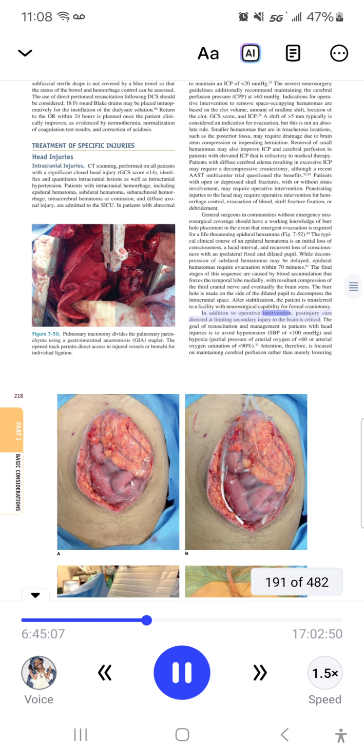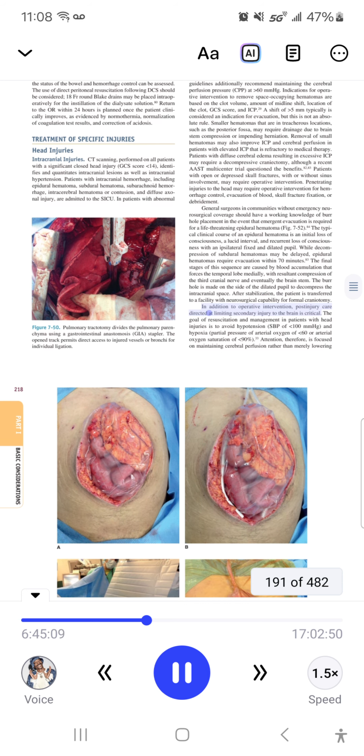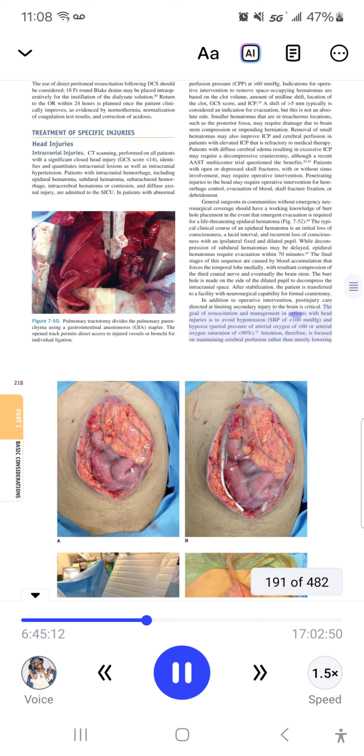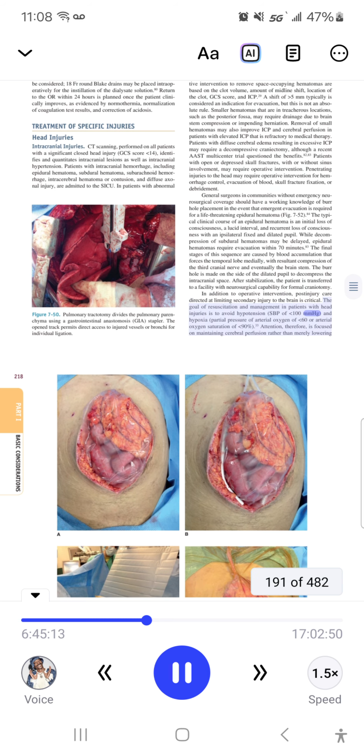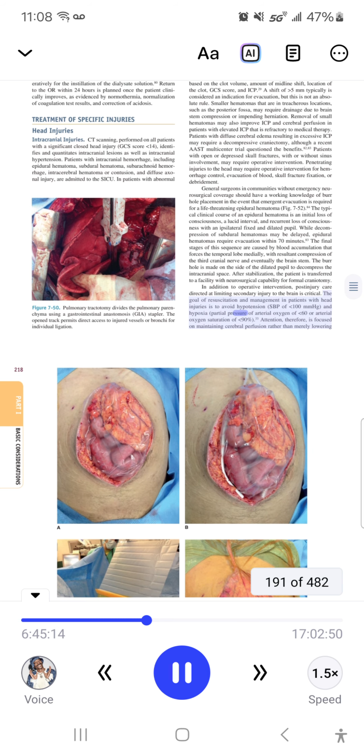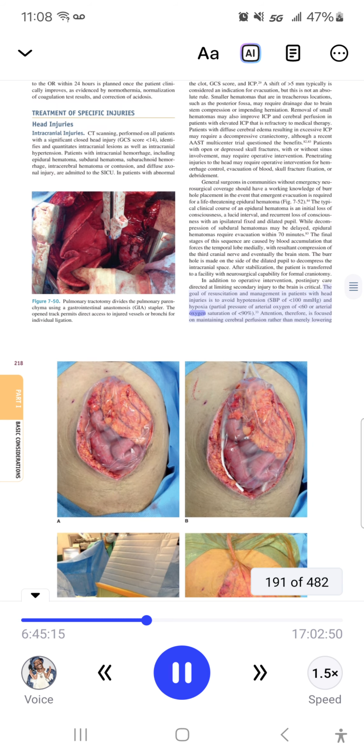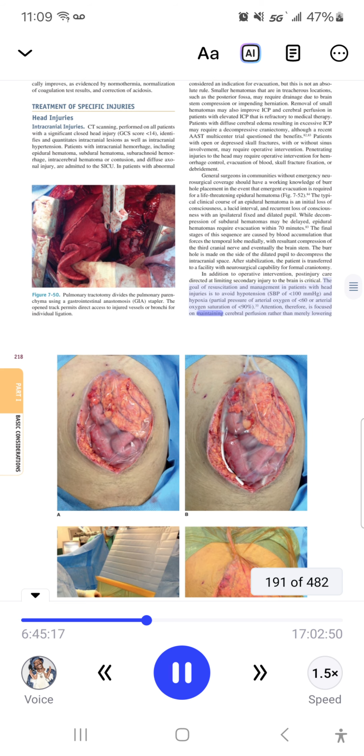In addition to operative intervention, post-injury care directed at limiting secondary injury to the brain is critical. The goal of resuscitation and management in patients with head injuries is to avoid hypotension (systolic blood pressure below 100 mmHg) and hypoxia (partial pressure of arterial oxygen below 60 or arterial oxygen saturation below 90%). Attention, therefore, is focused on maintaining cerebral perfusion rather than merely lowering ICP.